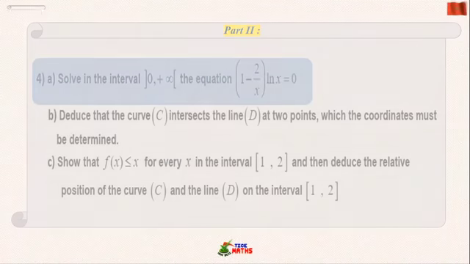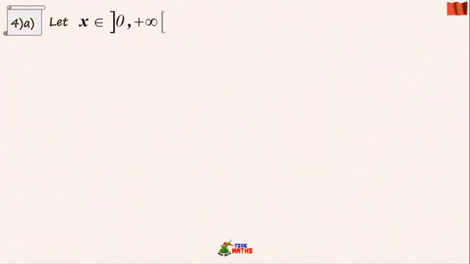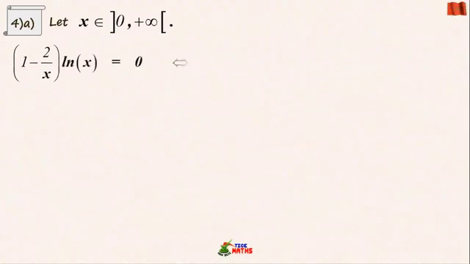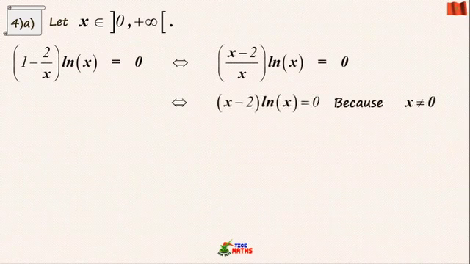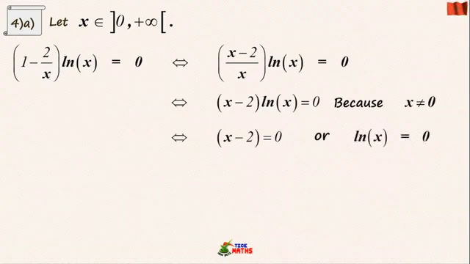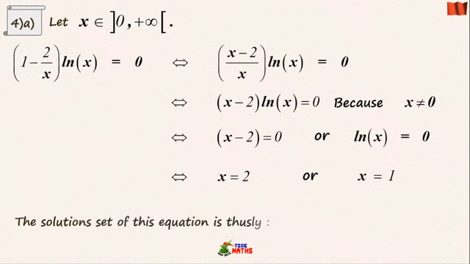In question 4a, we consider x belonging to the open interval 0 plus infinity, and through successive equivalences, we get the solutions set of the designated equation. Just note that ln of x equals 0 means ln of x equals ln 1 means x equals 1.